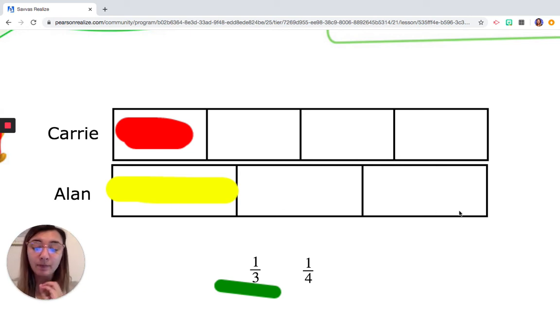Instead of looking at the model, I find it confusing. If you don't find it confusing, then go ahead and use it. But I usually just look at the denominator. Whichever denominator is the smaller number, so for this example 3, is going to be the bigger fraction. So the smaller denominator is the bigger fraction. When we do a couple more examples, that will make more sense. So Alan ate more vegetables than Carrie.